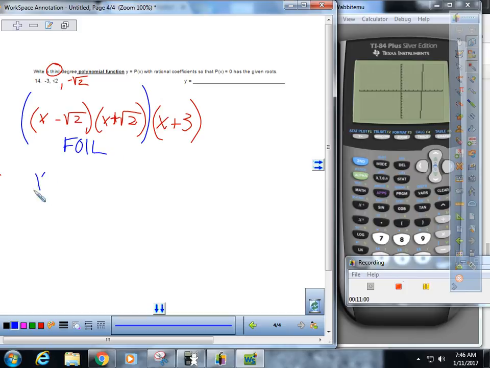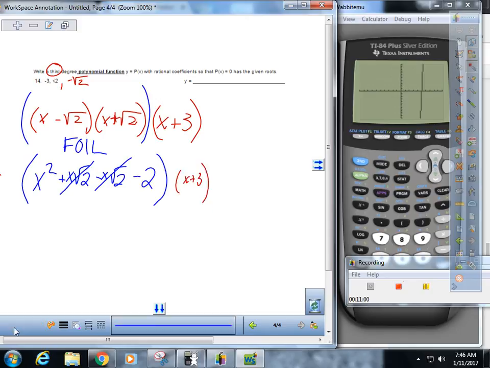So x times x is x squared. x times radical 2 is x radical 2. First, outer, inner, minus x radical 2. That's nice because those are going to cancel. Okay? And then negative times a positive is a negative. A radical 2 times a radical 2 is a radical 4, and a radical 4 is just 2. So that's what you get with what was in blue. And then we multiply that whole thing times x plus 3.